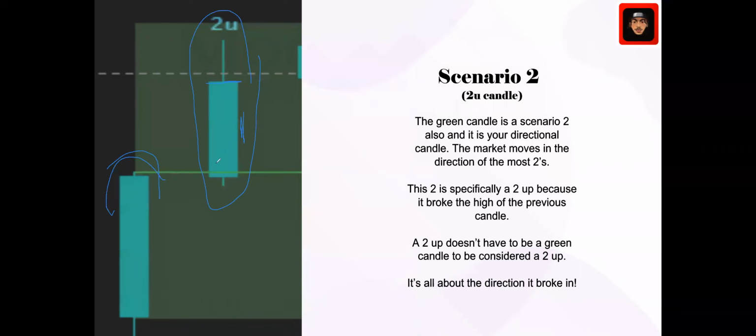And again, you can have a red two up, because the up part, or the direction, is just whether or not it broke the high or the low of the previous candle. We used to just say two, but then we needed to be more strict on the direction. So two up or two down. Because if you just say two, if you see a bunch of twos on the chart, nobody's going to know which one you're talking about. So again, the definition of whether it's a two up or two down is about the direction it broke in, whether it broke the high or the low of the previous candle. All right. So now let me clear this out.